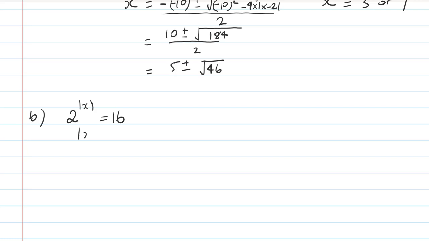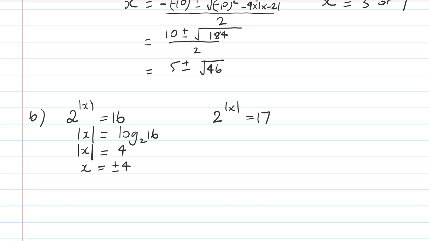And we get this: the modulus of x is equal to log base 2 of 16, which of course is equal to 4. 2 to the power of what equals 16? That's 4. So the modulus of x is equal to 4. And if the modulus of x equals 4, then x is equal to plus or minus 4. Equivalently, 2 to the power of the modulus of x equals 17 gives us exactly the same thing. The modulus of x is log base 2 of 17, so therefore x is equal to plus or minus log base 2 of 17.